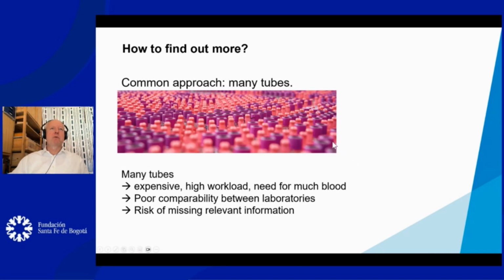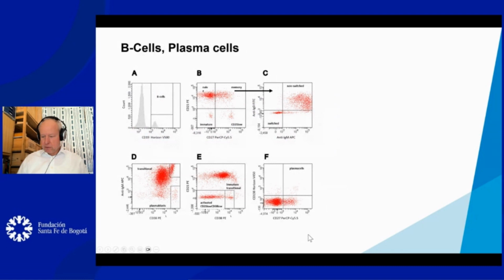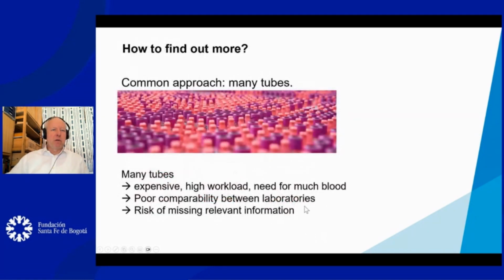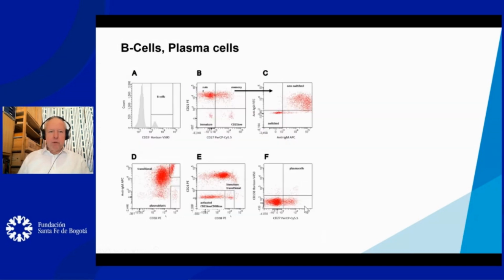In Germany, I'm responsible for proficiency test in flow cytometry, and we have high discrepancies between laboratories using different platforms and gating strategies. And we have the risk of missing relevant information. What to do now is that we in the moment still use additional tubes in cases that are highly suspicious on immunodeficiencies. We have a B cell tube.